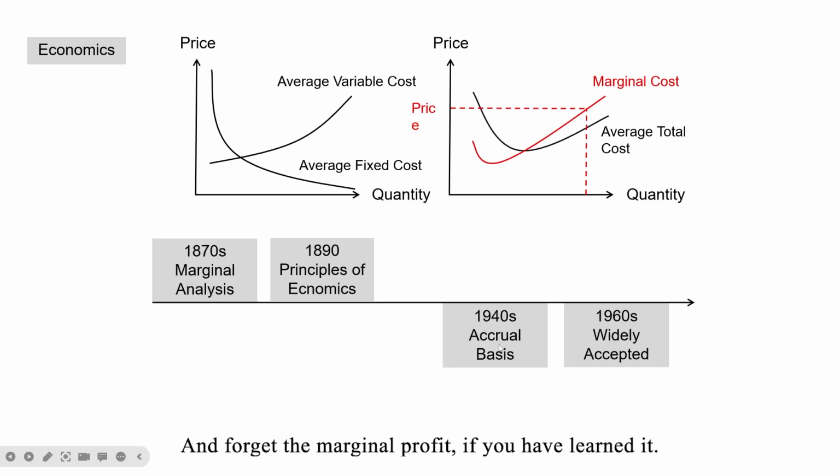The profit is average profit calculated according to the accounting principle of accrual basis. And forget the marginal profit if you have learned it. Marginal analysis was put forward in the 1870s to solve the problem that profit is significantly affected by fixed asset costs and the actual payment basis. The accounting principle of accrual basis was created in the 1940s, allocating fixed asset costs into the periods that the assets are used, and became widely accepted since the 1960s. The market has figured out how to estimate profits to support production decisions, yet economics theory did not update.